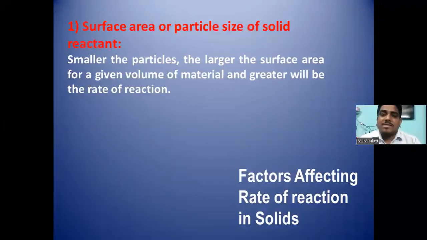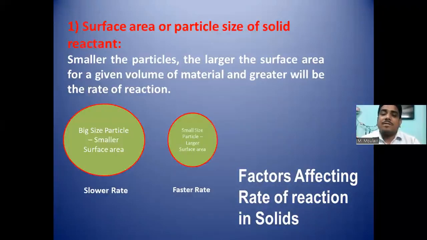So as the size of particle increases, surface area decreases, and hence the rate of solid state reaction decreases. And as the size of particle decreases, surface area increases and the rate of reaction increases. So it is showing the big particle with smaller surface area shows the slower rate of reaction, while the small size with larger surface area shows the faster rate of reaction.